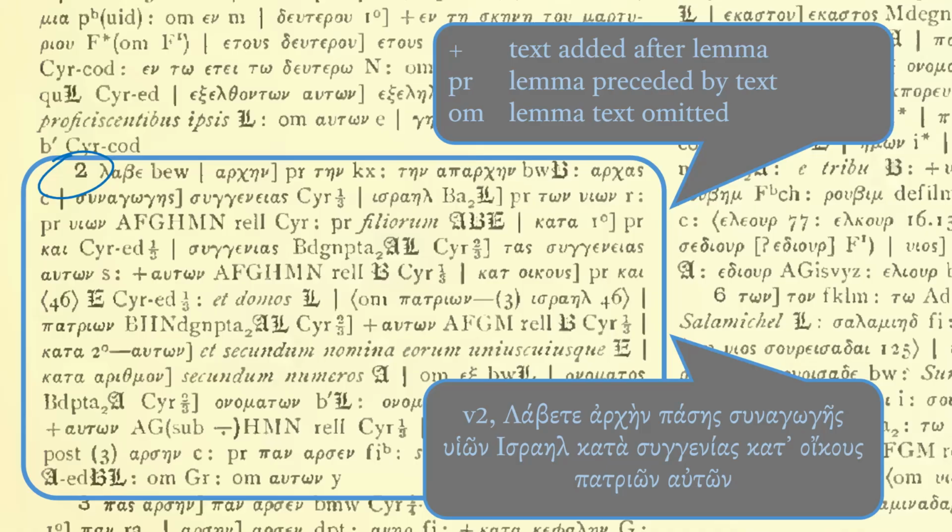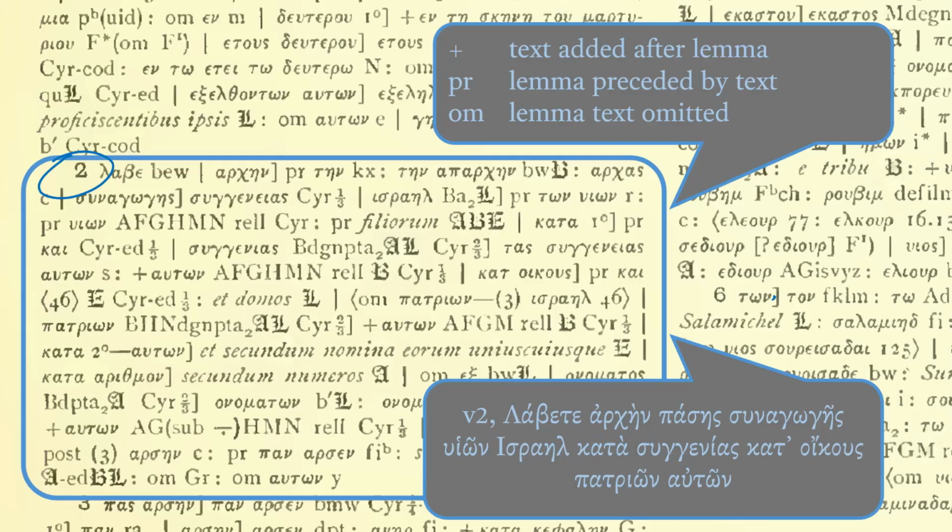What about the PR? That means precedes. That is, the lemma is preceded by the text shown. Let's go back up to the start here. You have archein, corresponding down here, and it's preceded in 2 manuscripts by the article tain. So what that means is in those manuscripts, tain shows up right here before archein. So that's a very nice and compact way.